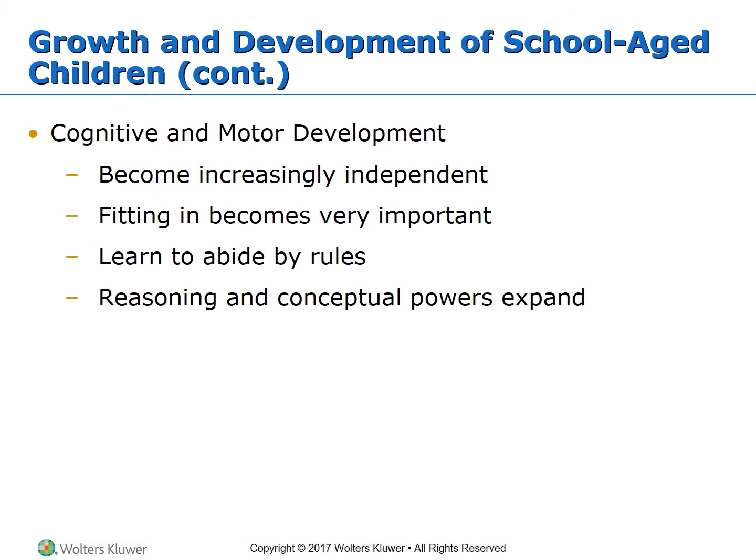Their cognitive and motor development, they become increasingly independent. Fitting in with their peer groups becomes very important, because the influence of peers takes on more acceptance and importance than does that of the primary caregivers. They learn to abide by rules. Reasoning and conceptual powers expand. They have the ability to think in abstract, and they complain about tasks that involve responsibility.